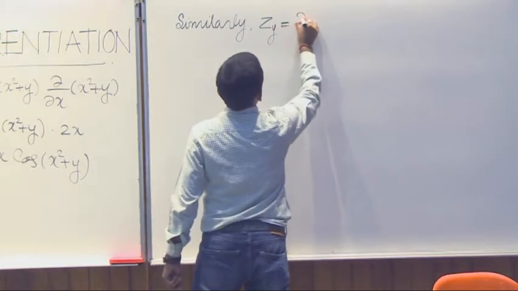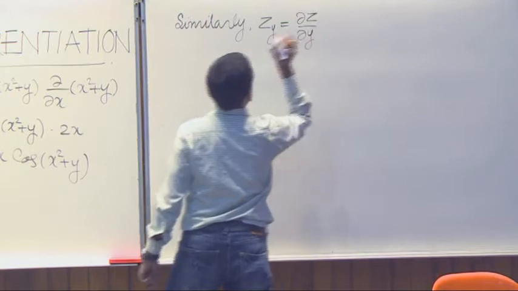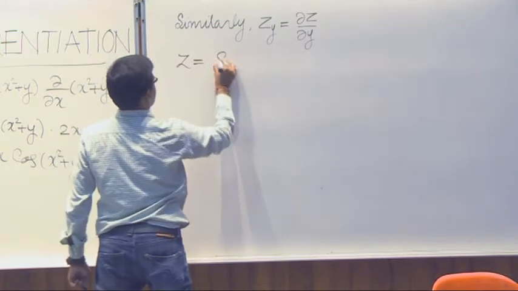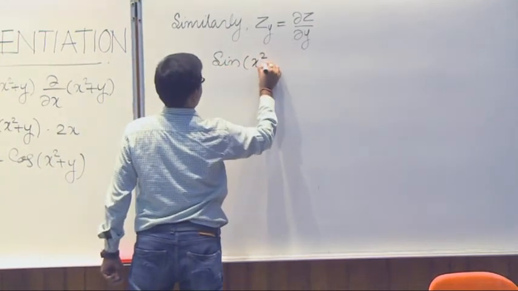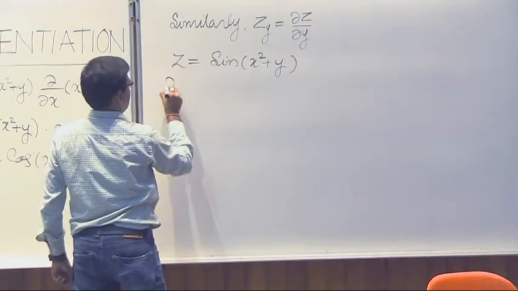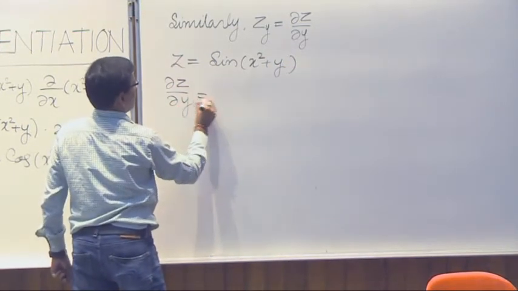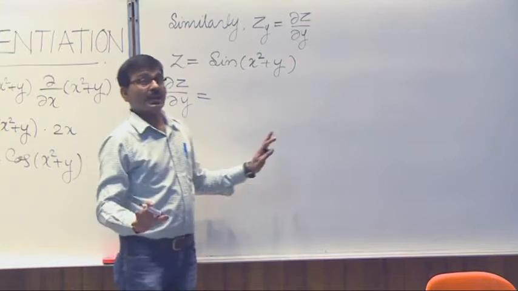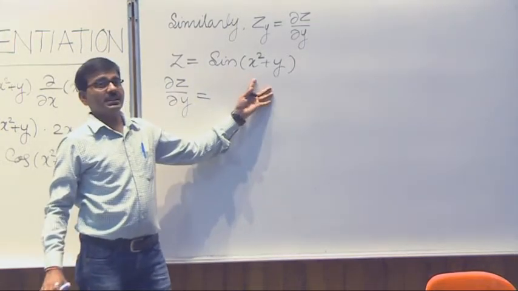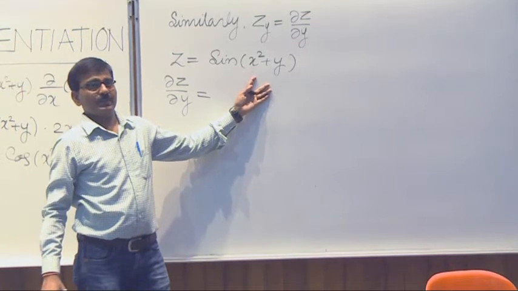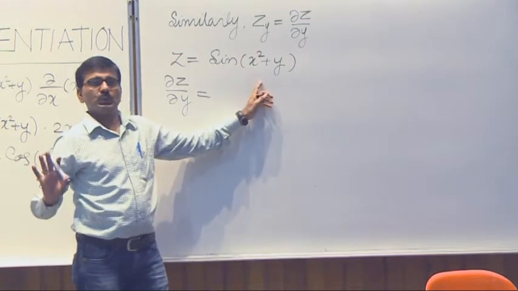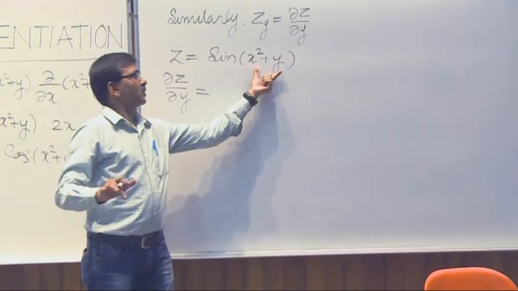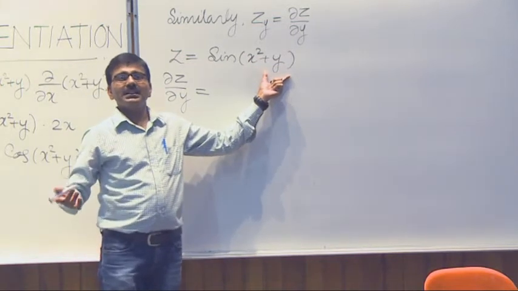Zy will be delta z delta y. How? Our z was sine x square plus y. So delta z delta y will be just differentiated with respect to y. Now I am asking you, if you want to differentiate this thing with respect to y, what you will get? Say this is u. So sine u will be cos u. And then further the differentiation of x square plus y with respect to y will be 1.